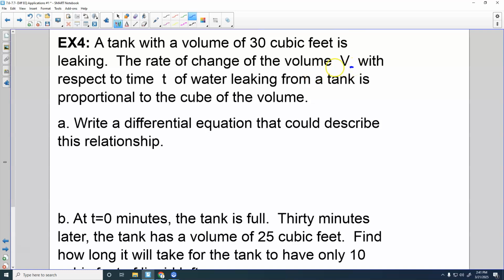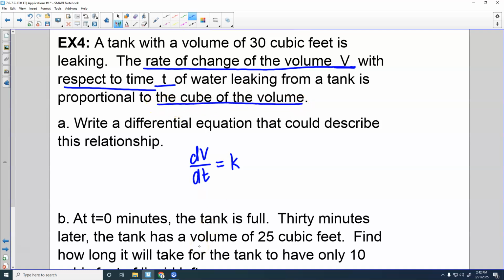So we've got volume here, we've got time, and it says the rate of change of the volume, what's that going to be? With respect to time, that's going to be dV dt, leaking from the tank, is proportional to, what did I put for that? Equals K times something, right? The cube of the volume. That would be V cubed right there. So that's a differential equation for this situation.